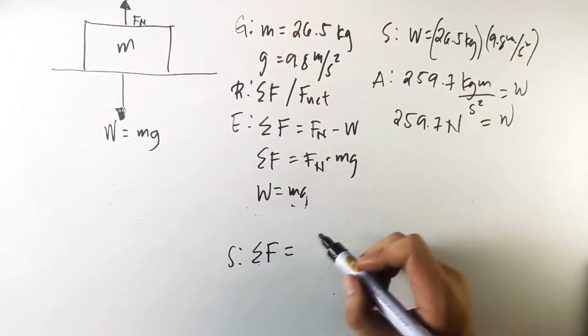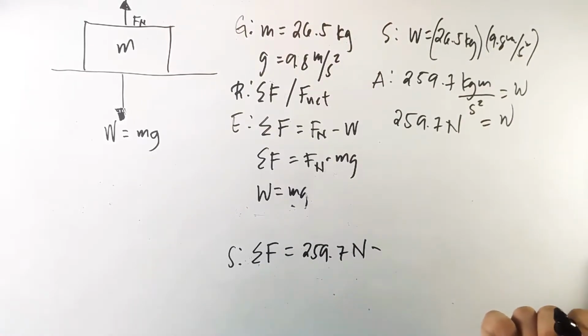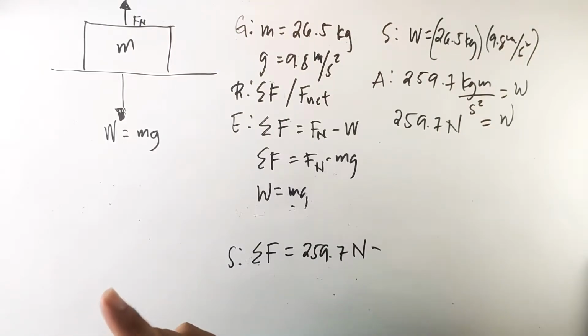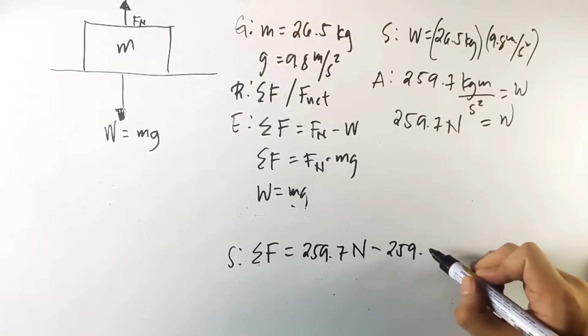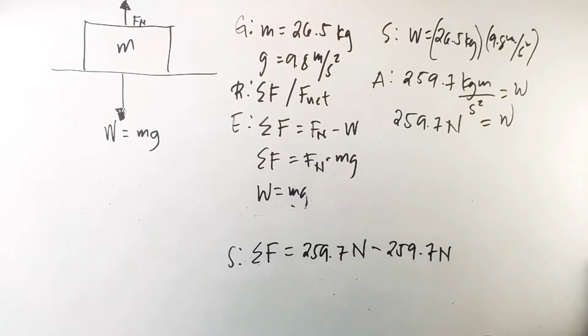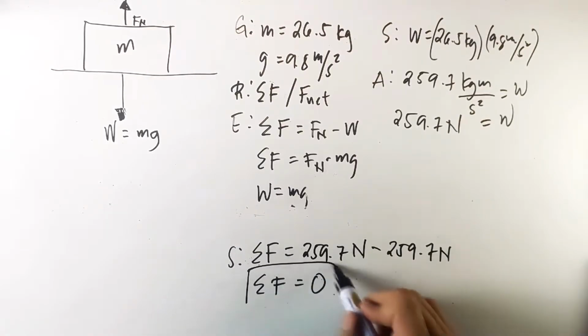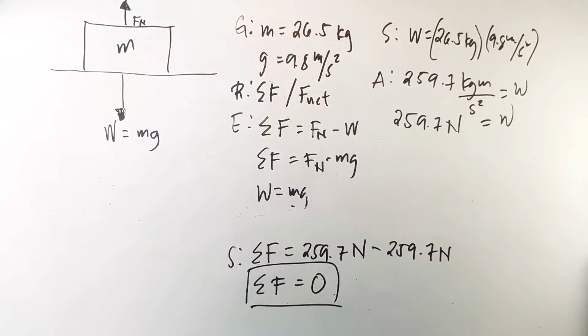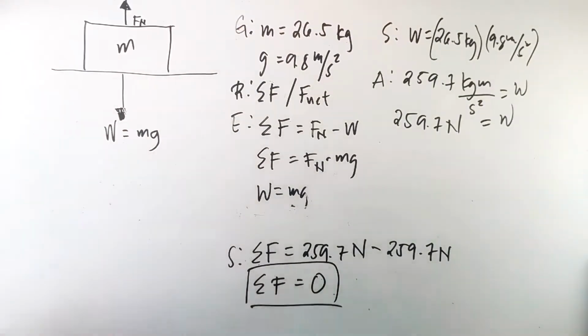So this is our final solution. Let's take weight first, 259.7 newtons minus the normal force, since they are interacting forces. If you remember the definition of the third law, it will be the same. That guarantees that the object is not moving. So the final answer is 0, which accounts for the law of inertia: any object which is at rest will remain at rest. Alright, you got that?